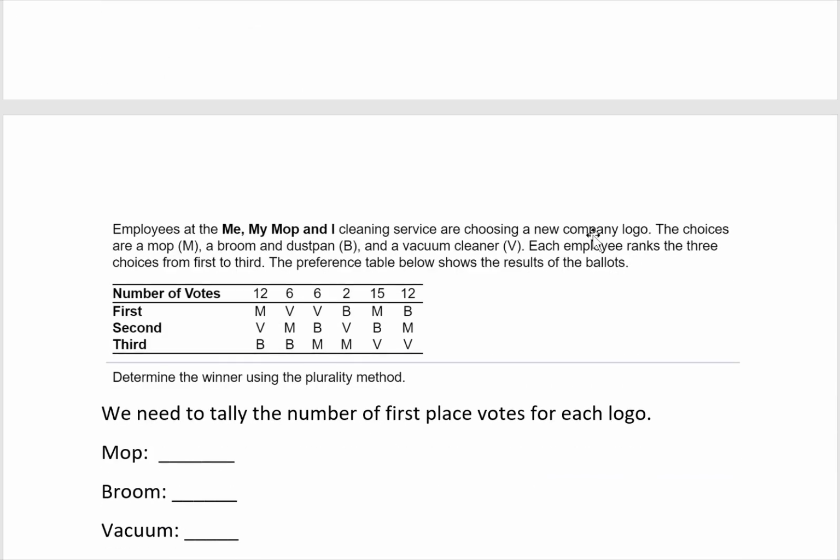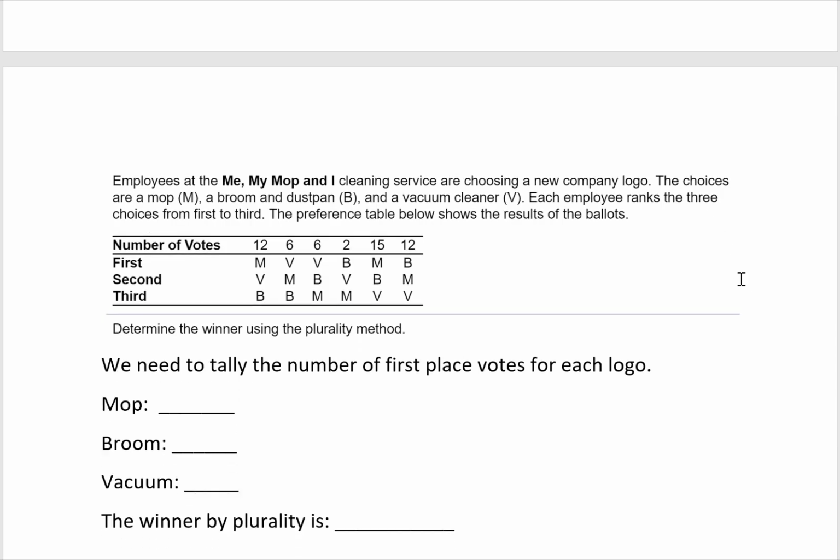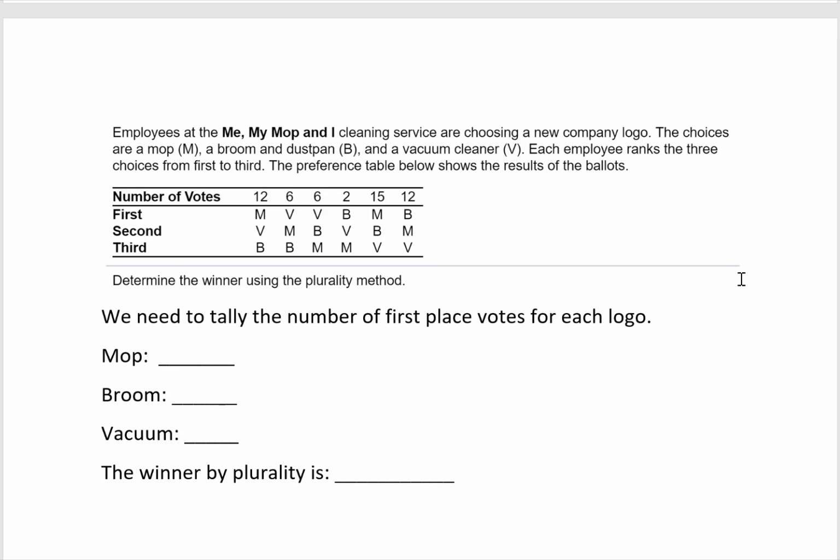Employees at Me, My Mop, and I cleaning service are choosing a new company logo. The choices are a mop, a broom, a dustpan, and a vacuum cleaner. Each employee ranks the 3 choices from first to third. The preference table below shows the results of the ballot. Determine the winner using a plurality method.